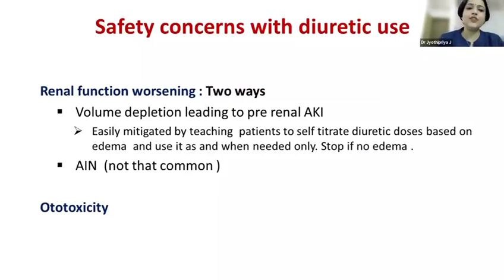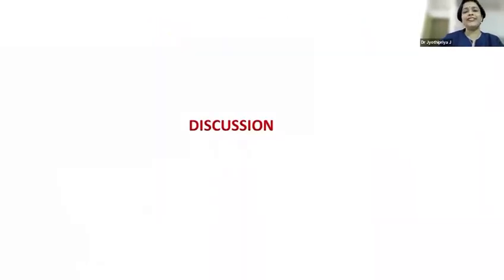Another reason for severe or rapid worsening of renal failure is acute interstitial nephritis, which is not that common. So these are the two conditions which can result in renal failure worsening, and in which we have trouble continuing the diuretic. Then another one is ototoxicity with high doses of loop diuretics. Generally we are not that frequently encountering this issue, but in high doses, this is possible. So I'm handing over the session to Sonu for getting the opinion of the panel regarding the issues they have faced.